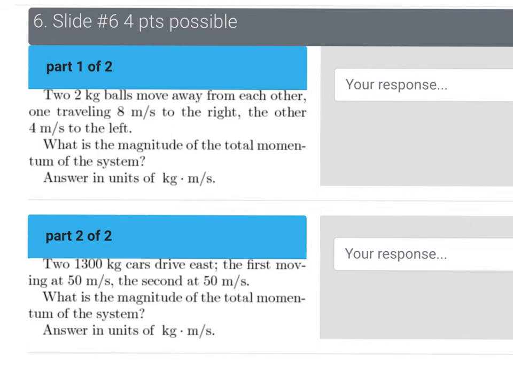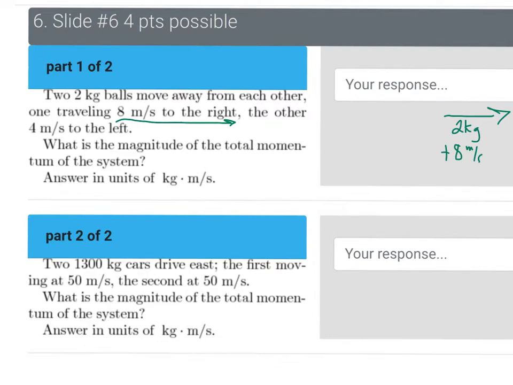Okay, for this slide we have two 2 kilogram balls moving away from each other. One's traveling 8 meters per second to the right. So let's go ahead and do that one first. 8 meters per second to the right. It has a mass of 2 kilograms. Its velocity would be positive 8 meters per second.